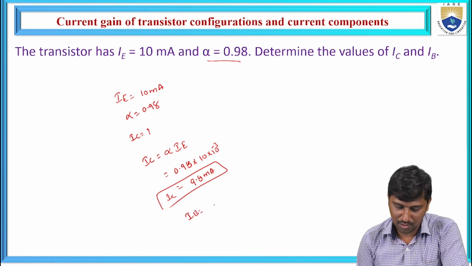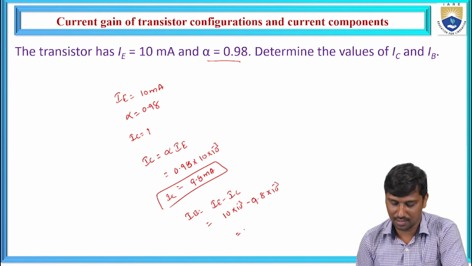Now IB is equal to IE minus IC. So the IE value is 10 milliamperes, 10 into 10 to the power minus 3, minus 9.8 into 10 to the power minus 3, that is 0.2 milliamperes.